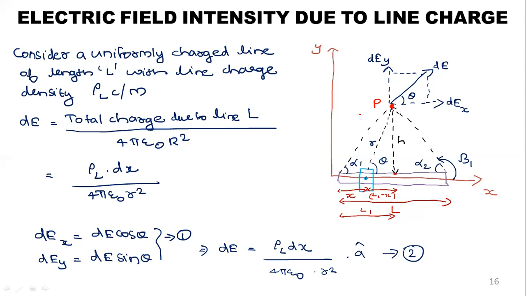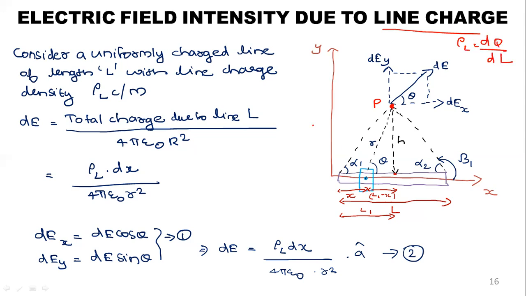Okay. Now let us come to the concept. So what we are doing, we are trying to find the electric field intensity due to a line charge. So do you know what is a line charge? We studied that charge by the length is line charge. That is rho L is equal to dq by dl.